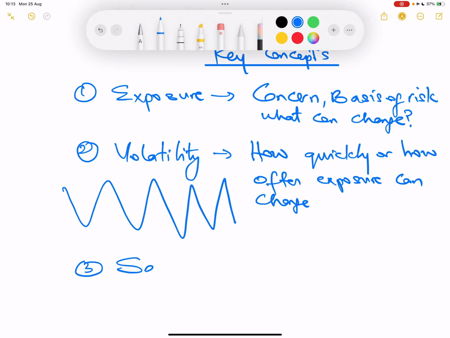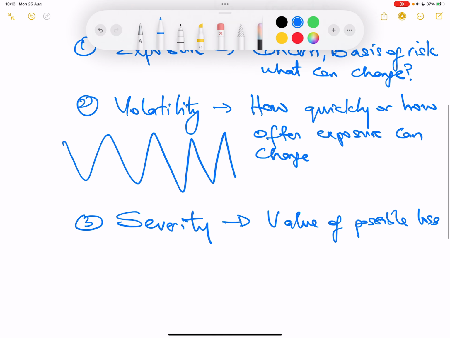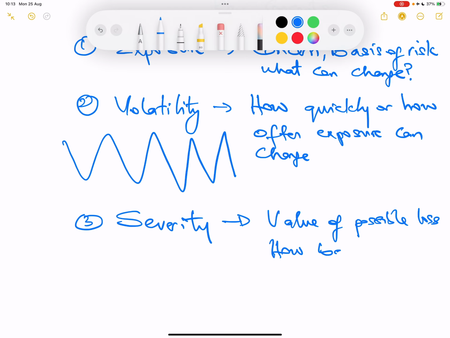And also you need to understand what we mean by severity. Severity is just the value of a possible loss. What can you lose? What is the amount of loss you will suffer? That is your severity. How bad can it be? How bad can your loss be? That's your severity.